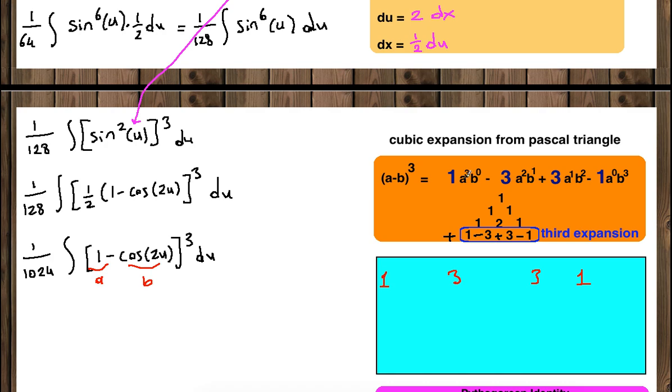So a term cubed, which is 1 cubed, is 1. And b term to the 0th power, anything to the 0th power, is 1. And we have negative sign in between. So 3 times a to the second, which is 1 to the second, is 1. And b to the first power, which is cosine of 2u.